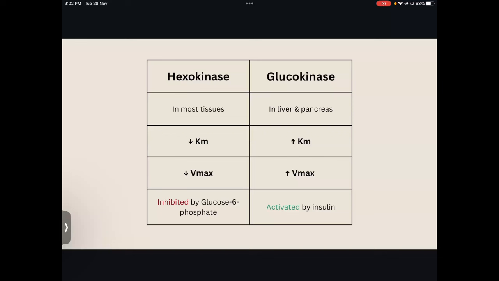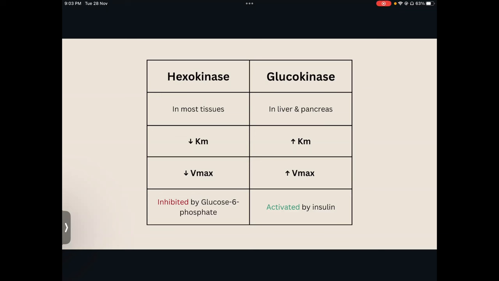The lower the Km, the higher the affinity. And so the Km is just the representation of the substrate concentration at half of the Vmax. Vmax is the maximum rate of the enzyme's reaction. So the higher the Vmax, the greater the rate of the reaction, and the lower the Km, the greater the affinity. Okay. So hexokinase has the lower Km, meaning a higher affinity.